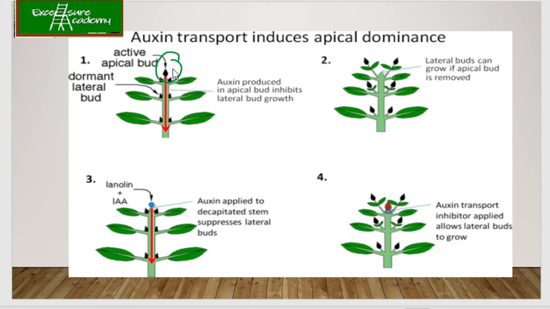Now, if you remove the apical region, suppose this region has been cut, you can see the lateral buds, these sidewise, they start growing. Now, if you apply auxin to this particular apical portion that was removed, it will start growing again. So you can see auxin transport inhibitor applied allows lateral buds to grow. Either you can remove the apical region or you can apply the inhibitor of the auxin. In both cases, the lateral buds will start growing.